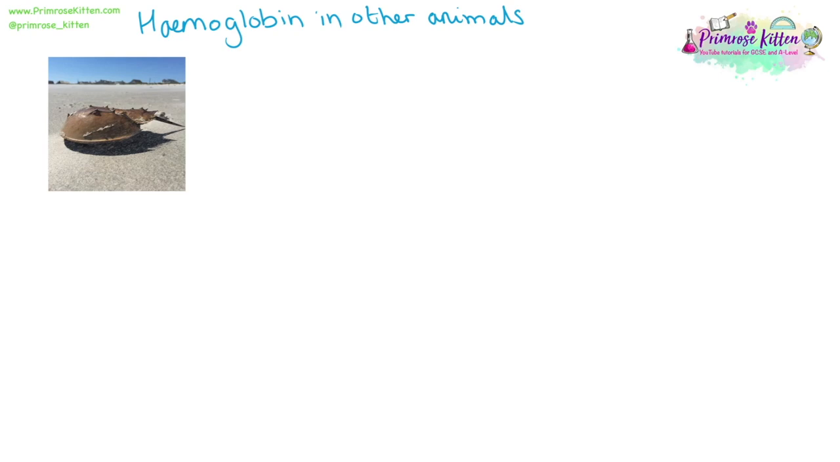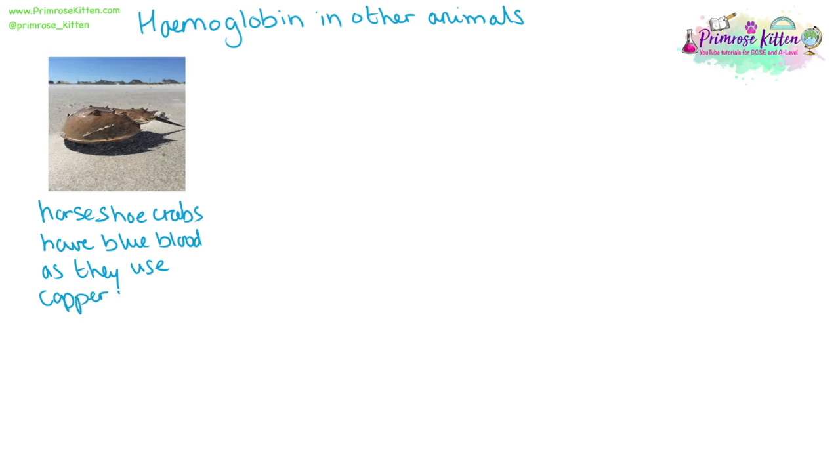Hemoglobin isn't the same in all animals. I have a little bit of a soft spot for horseshoe crabs because when I worked in America for a few summers, it was in a lab that kept horseshoe crabs, and you'd have your gas tap, you'd have your water tap, and you would have your salt water tap for the horseshoe crabs. Anyway, the reason they are so interesting in science is because they have blue blood, because they use copper instead of iron in their hemoglobin.